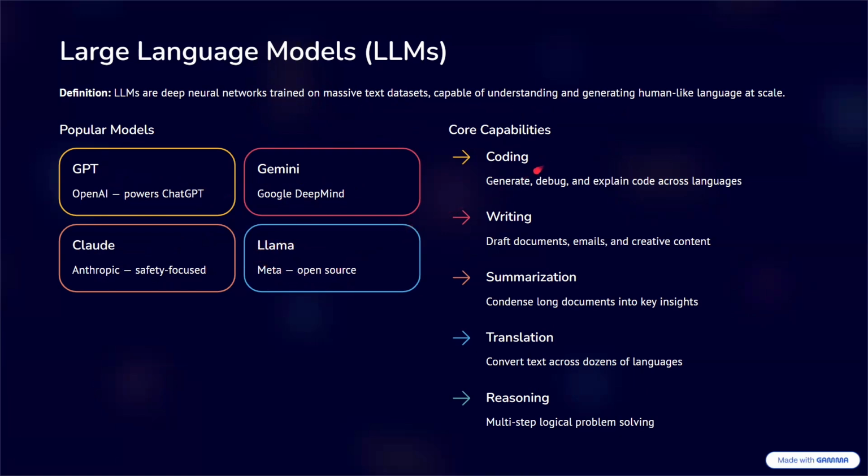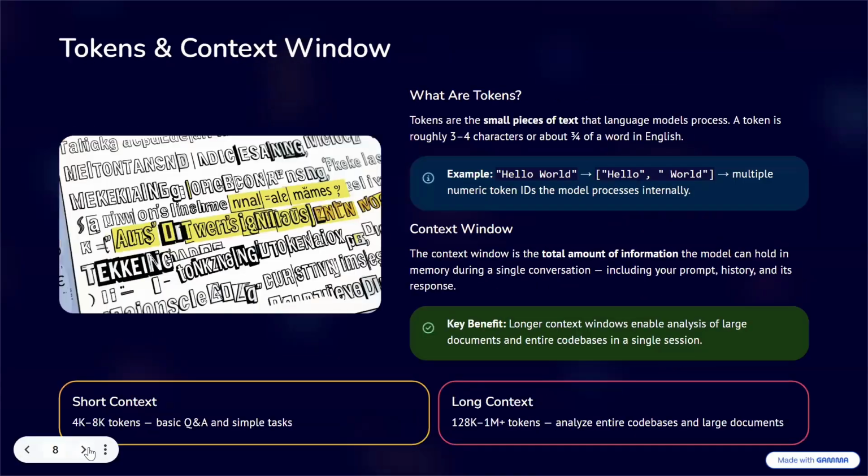So the core capabilities of a large language model: it can generate, debug and explain code across languages; writing, drafting, and documenting emails and creating content; summarization, like if we have a long medical report, it summarizes it; and translation, converting between dozens of languages, like French into Hindi, English and others. And also reasoning, solving multi-step logic problems. So that's about large language model knowledge. You can think of the LLM as a universal reasoning engine trained on human language. So move to the next slide.